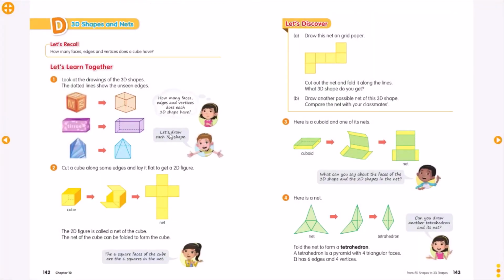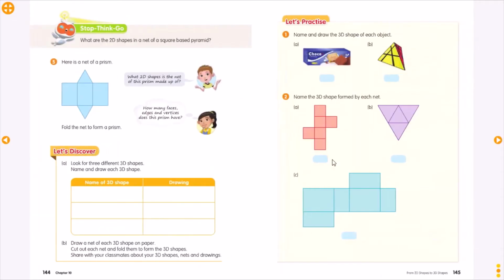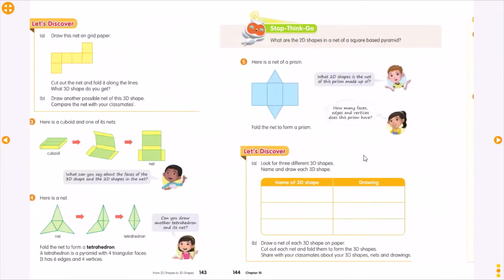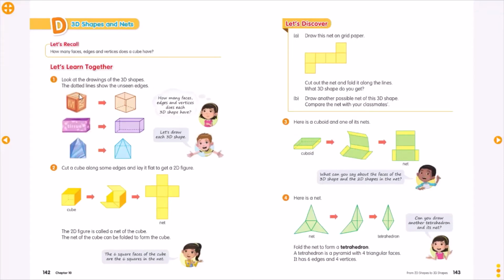So now you have the chance to work on your math pupils book from page 142 until page 147. For page 142, you just need to know all of the types or the names of the 3D shapes I just described in my video. And now the most important thing is to know the faces, the edges, and the vertices for our 3D shapes.